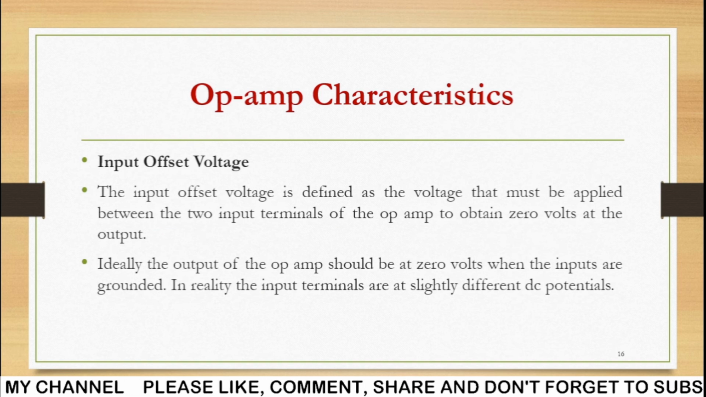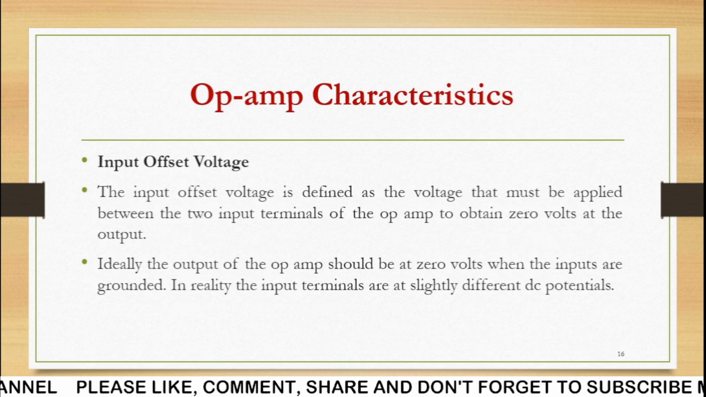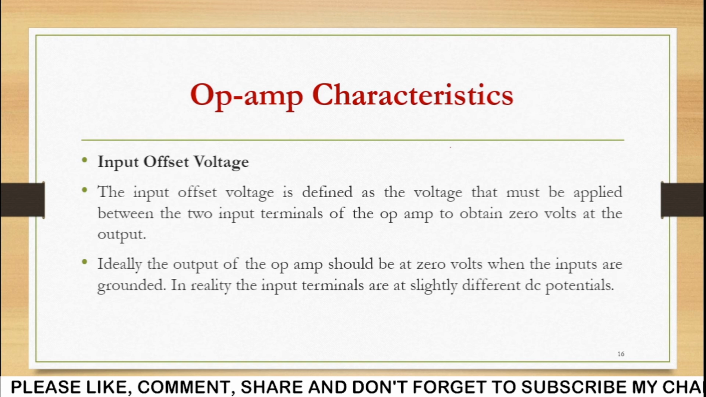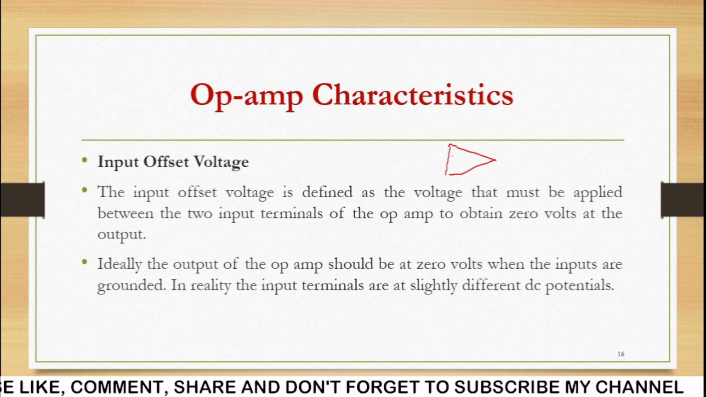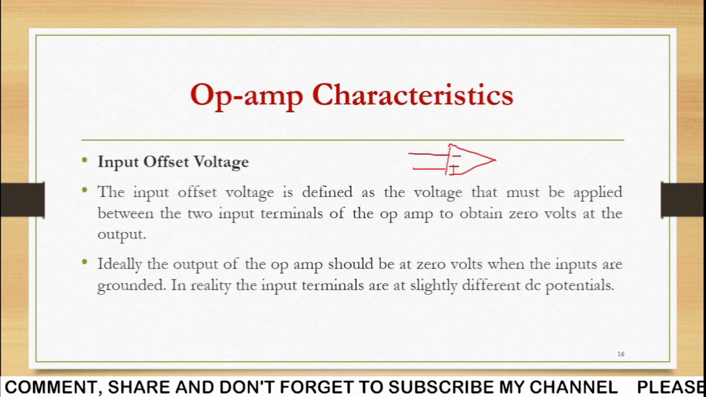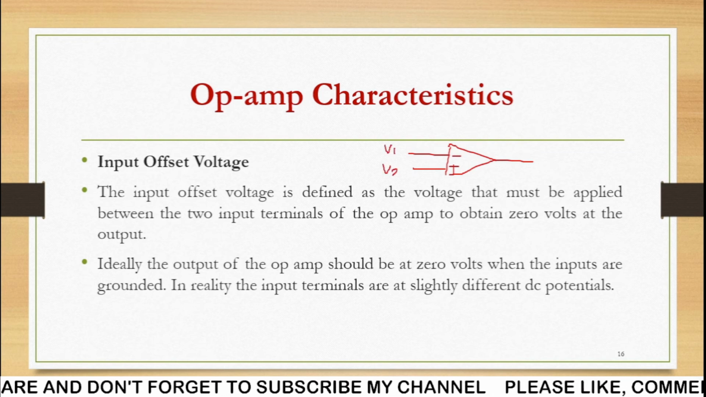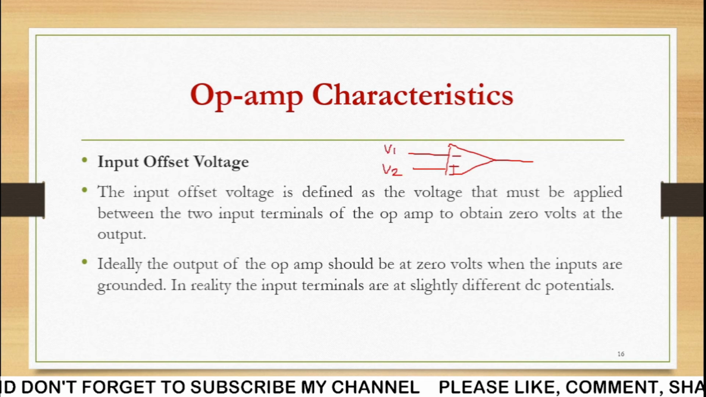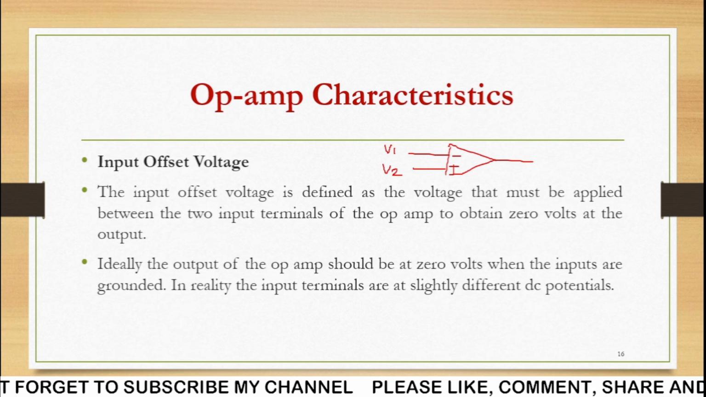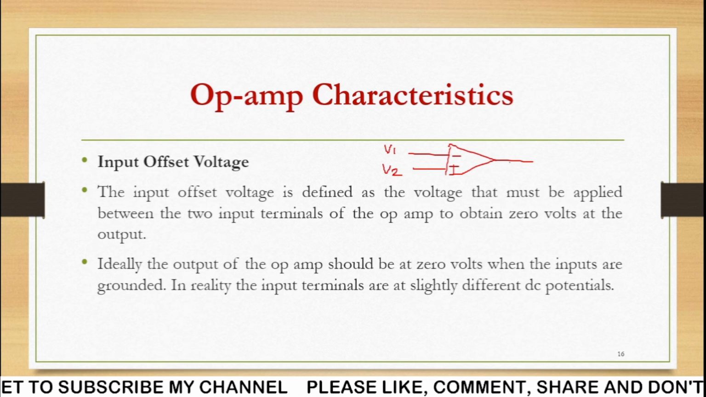Input offset voltage. Input offset voltage is defined as the voltage that must be applied between the two input terminals of the op amp to obtain 0 volt at the output. So what is the offset voltage? When we have V1 and V2, if they are both equal, the V out should be equal to 0.